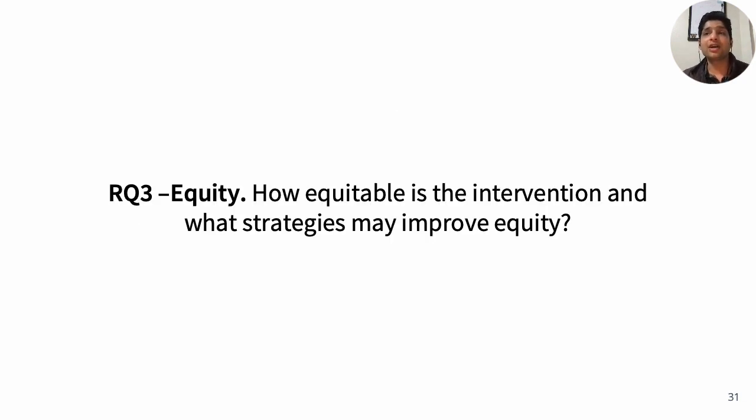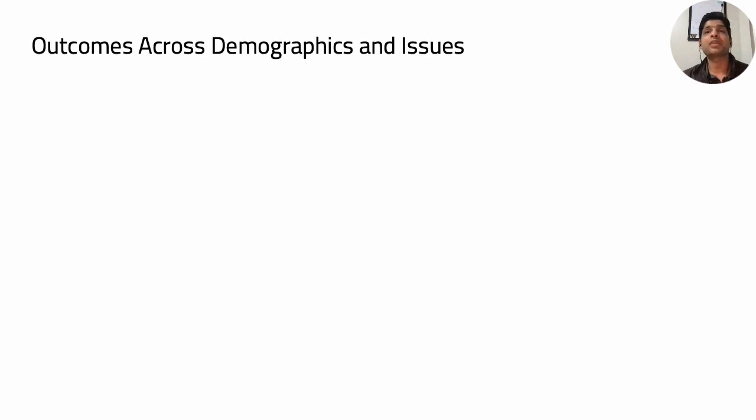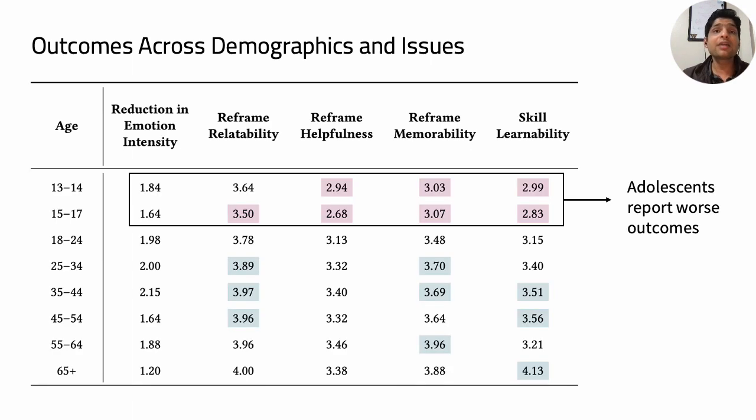And finally, if we look at the equity of our system, we know that AI-based systems are disparate across different populations. So here we ask how equitable is the intervention that we developed and what strategies may improve its equity. We tested the outcomes of our intervention across people of different demographics and people expressing different types of issues. We particularly found that adolescents in the age group between 13 to 17 report significantly worse outcomes, with significantly lower reframe relatability, reframe helpfulness, reframe memorability, and skill learnability. Now, this is important because this is also the population which is more likely to engage with digital interventions like ours. So we try and see how we can improve the outcomes for them.